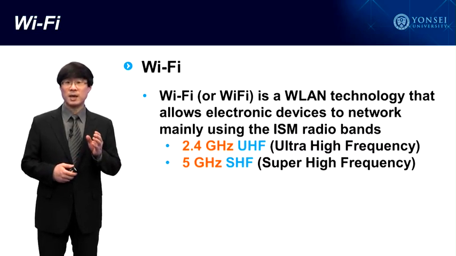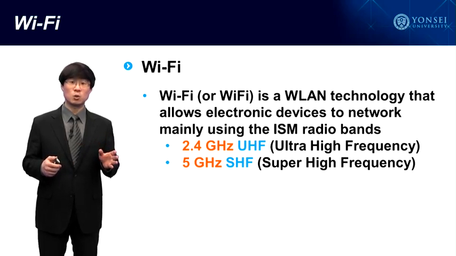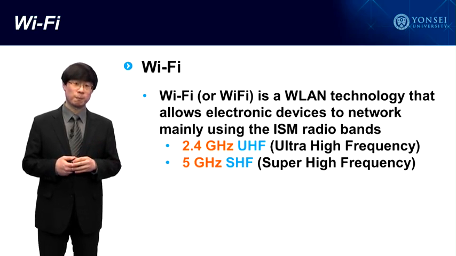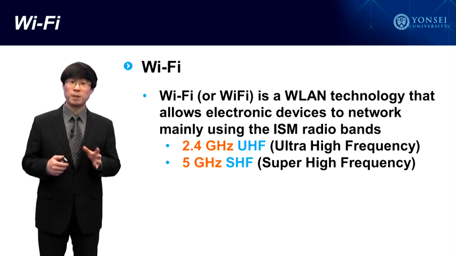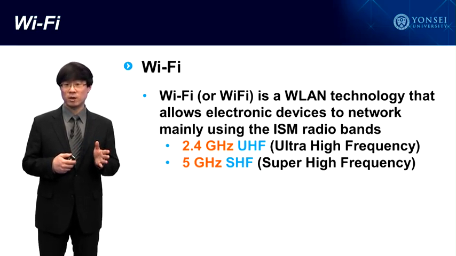Wi-Fi is a wireless LAN technology that allows electronic devices to network together using the ISM radio band. And we will talk a little bit more about ISM radio bands later, but the frequency bands that I'm talking about are typically the 2.4 gigahertz UHF band and the 5 gigahertz SHF band.